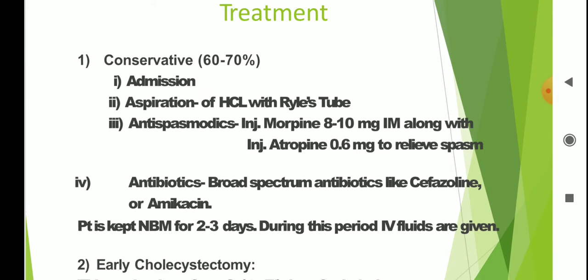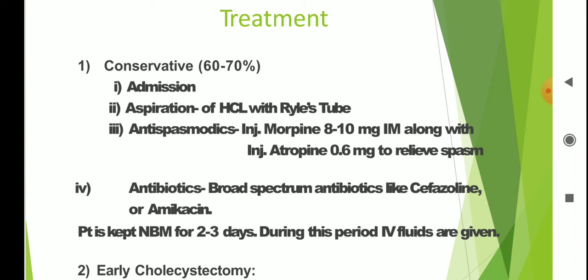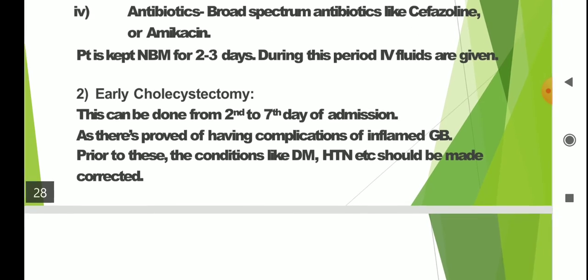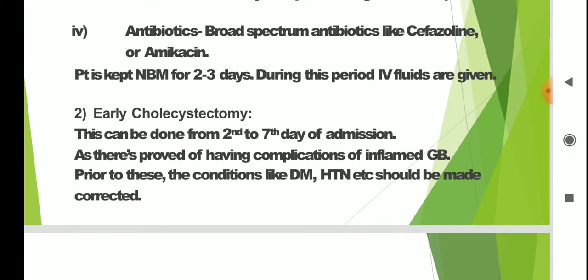Treatment is conservative in 60 to 70% of cases: admission, aspiration, antispasmodics, and antibiotics to treat all the secondary bacterial infections, whether gram positive or gram negative. Then early cholecystectomy, that is removal of the gallbladder, on the second to seventh day of admission.